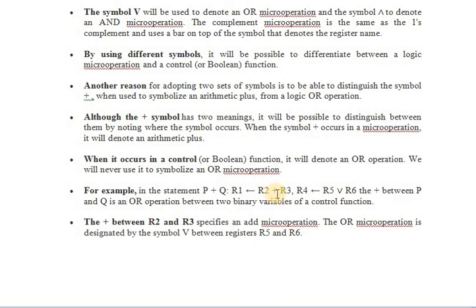Although the plus symbol has two meanings, it is possible to distinguish between them by noting where the symbol occurs. If the symbol occurs between P and Q, you call it an OR operation. If it occurs between R2 and R3, you call it a micro operation. This is the difference you should know.